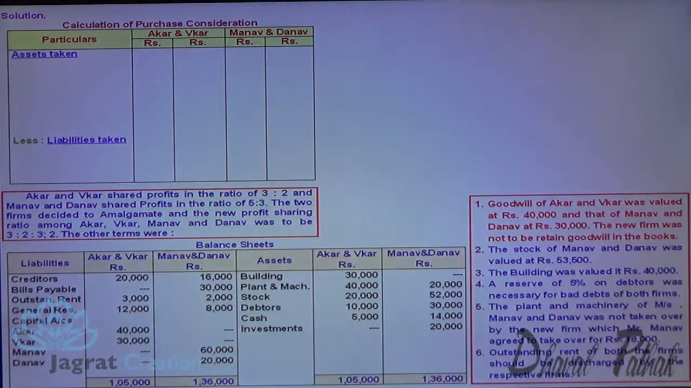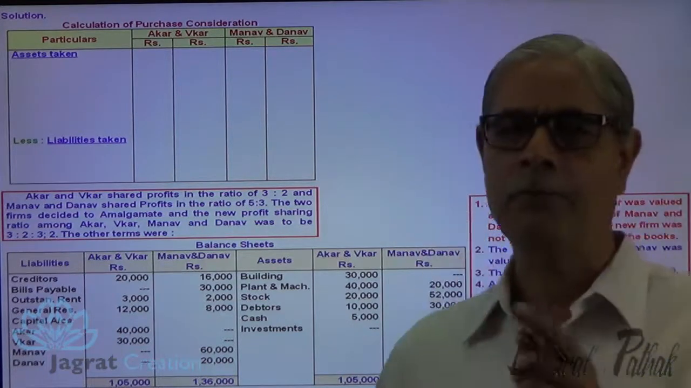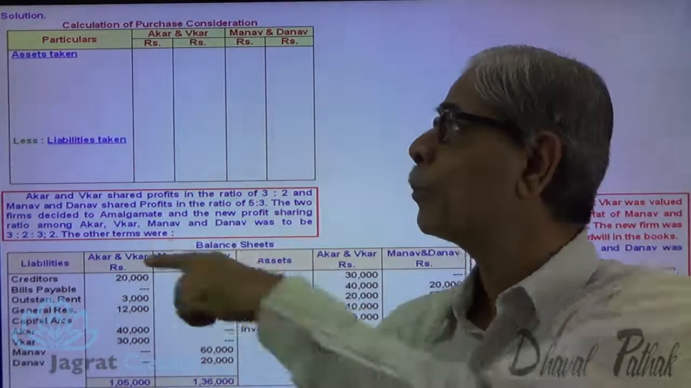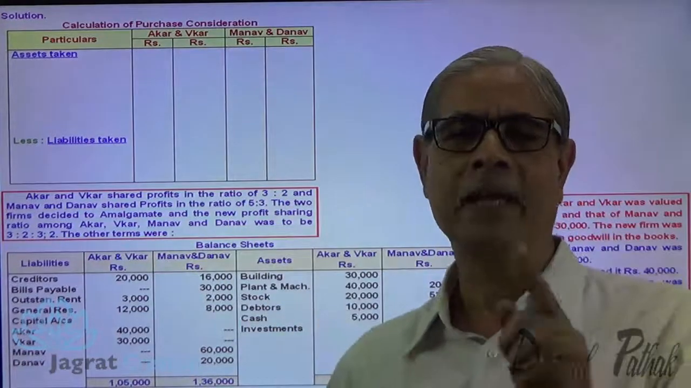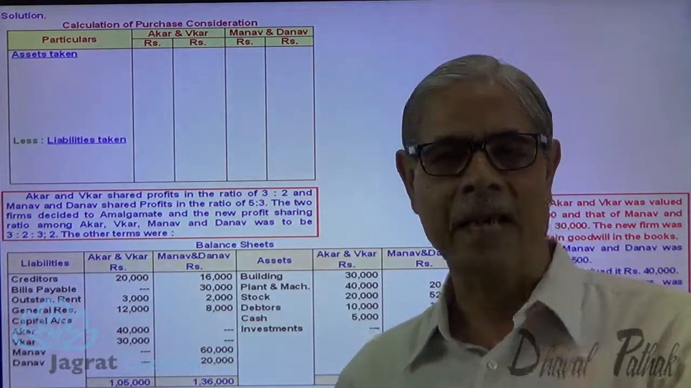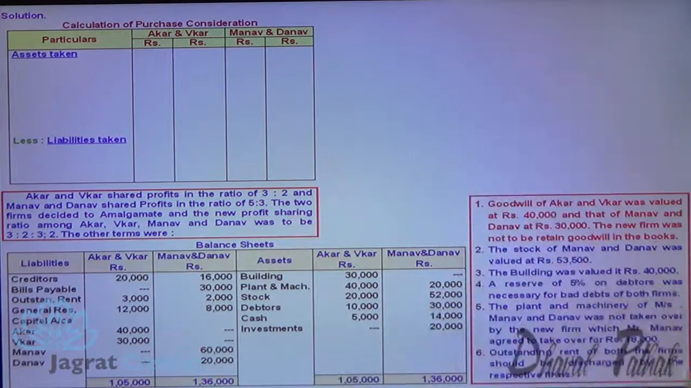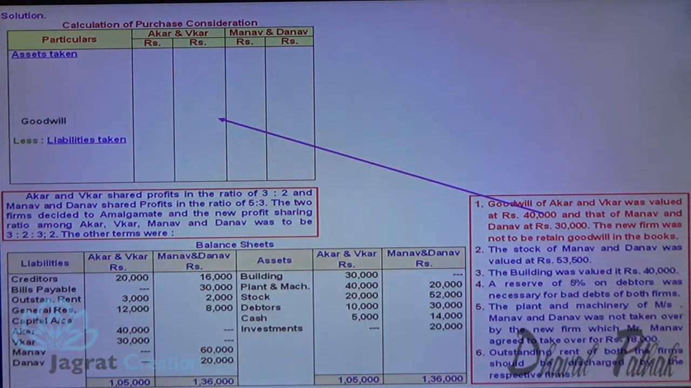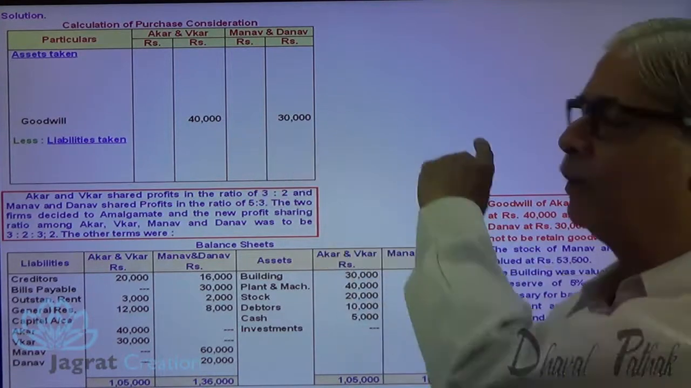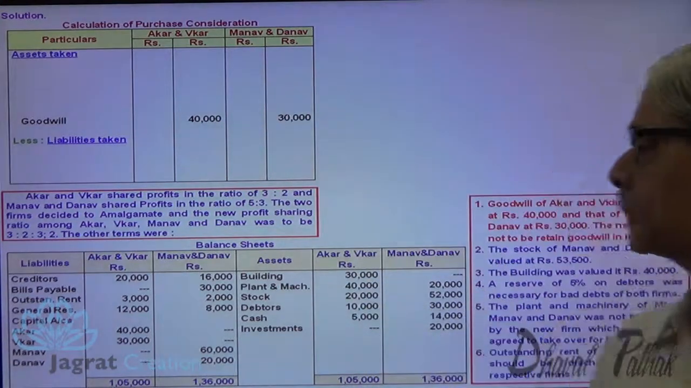Now, goodwill of Akar and Vakar was valued at 40,000 and that of Manav and Danav at 30,000. So the new partnership firm has purchased the business of Akar and Vakar and Manav and Danav. At that time, the new partnership firm has agreed to pay for goodwill: for Akar and Vakar 40,000, for Manav and Danav 30,000. So goodwill is purchased by the new firm at this price.